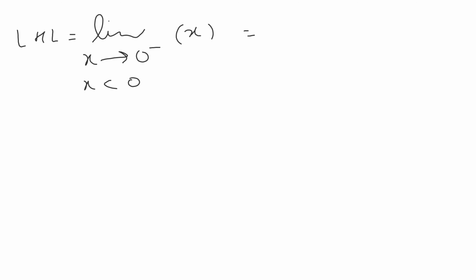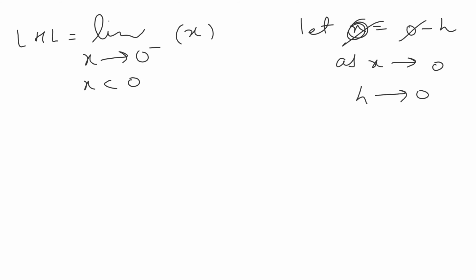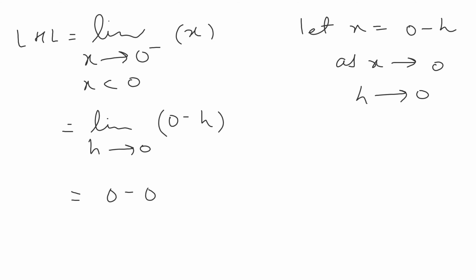Since we are having x, it's not a constant. So let us write x is equal to 0 minus h. As x approaches 0, 0 and 0 get cancelled, h will approach 0. So limit h approaches 0, 0 minus h, that is 0 minus 0. The answer is 0. So we got the LHL as 0. We'll now calculate the RHL.